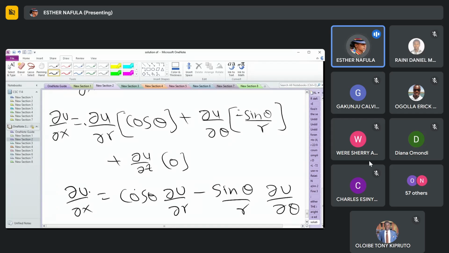You can tell me if we are at pass, so we move on to evaluating partial u, partial y. Can we move to partial u, partial y? Yes.